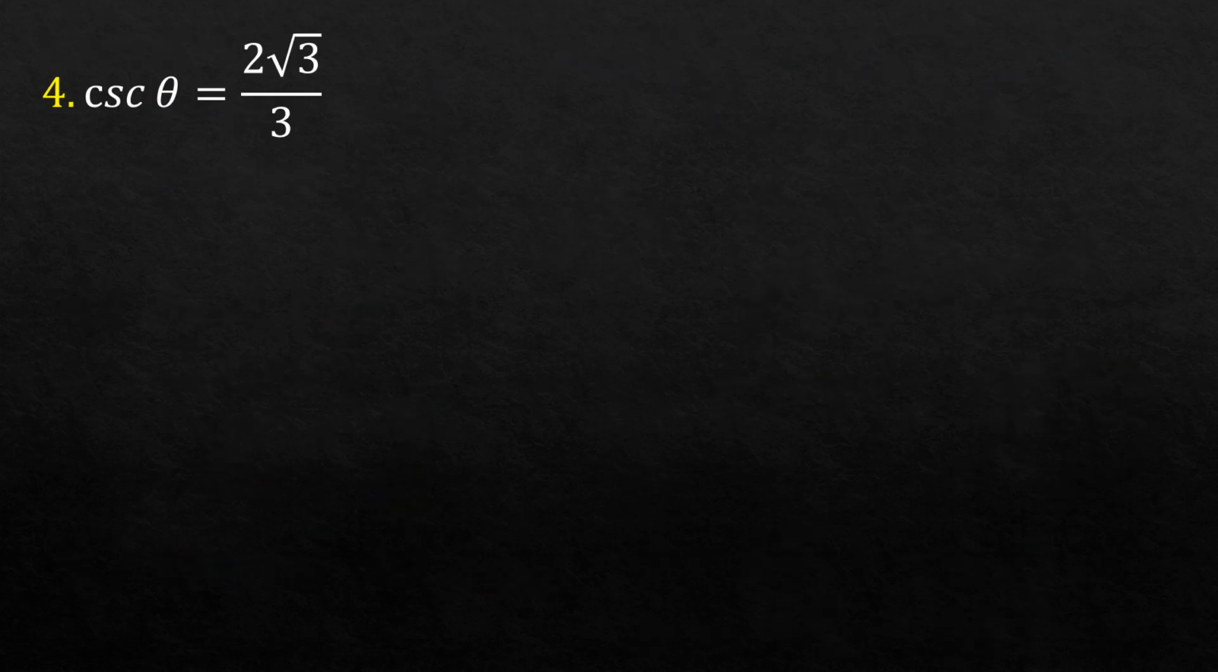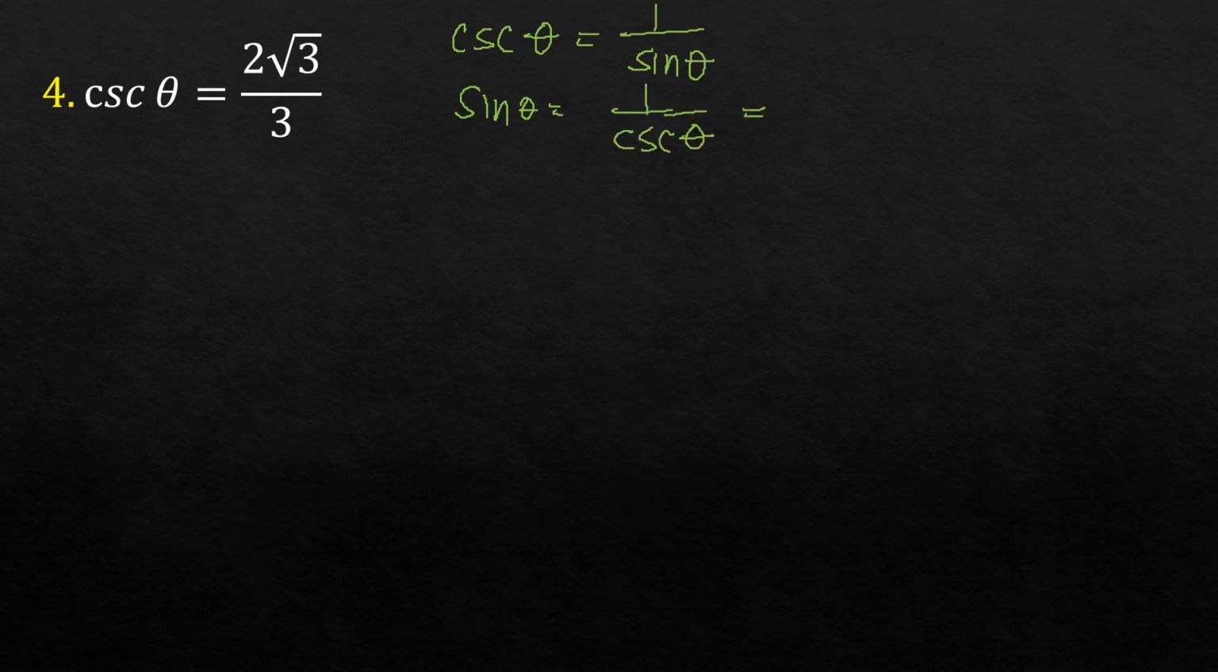We actually have another way in solving reciprocals. In here, we already know that cosecant theta is equal to 1 over sine theta, or sine theta is equal to 1 over cosecant theta. So we might choose to rewrite it into sine function. So sine theta is equal to 1 over 2 square root of 3 over 3, which is equal to 3 over 2 square root of 3. Rationalize.